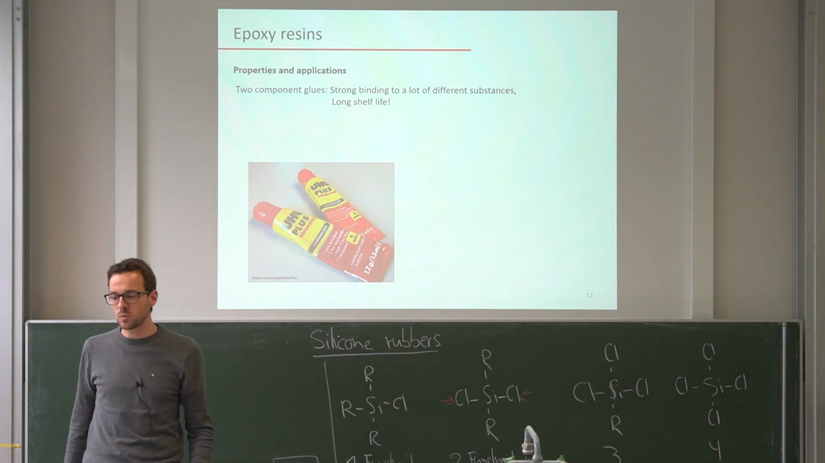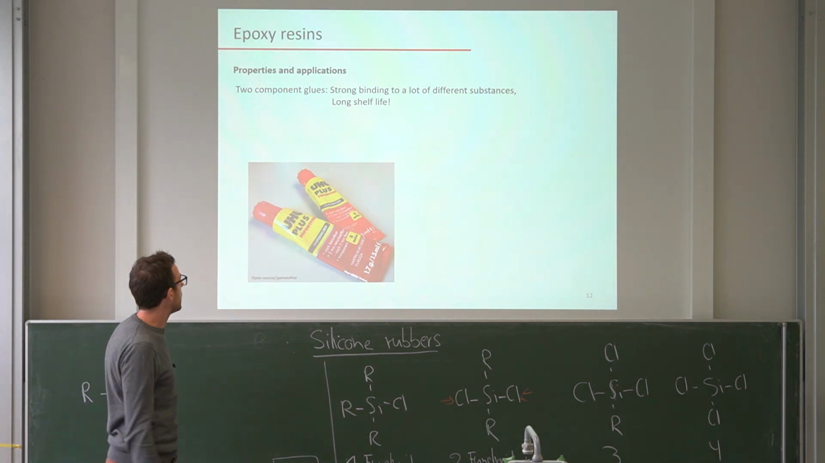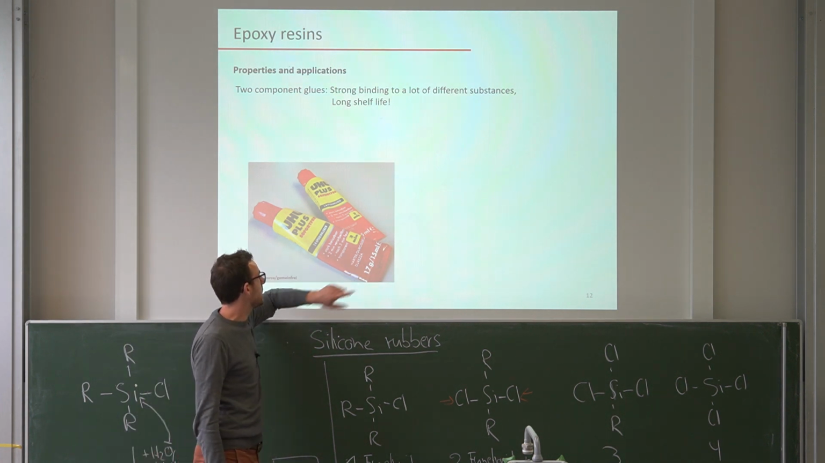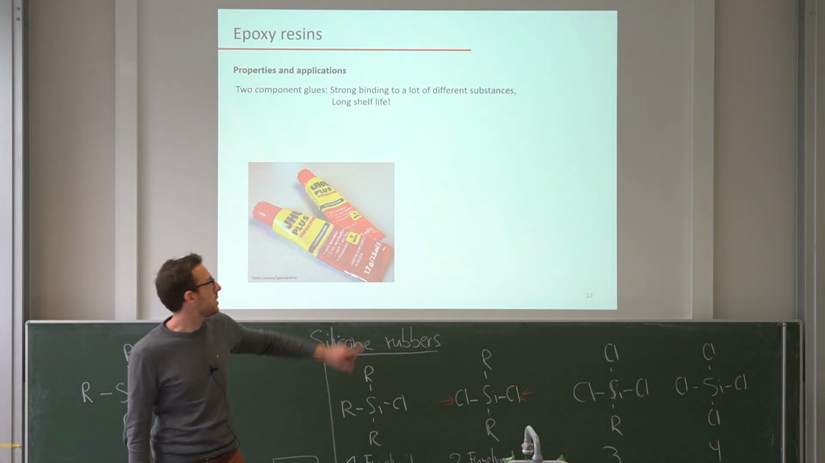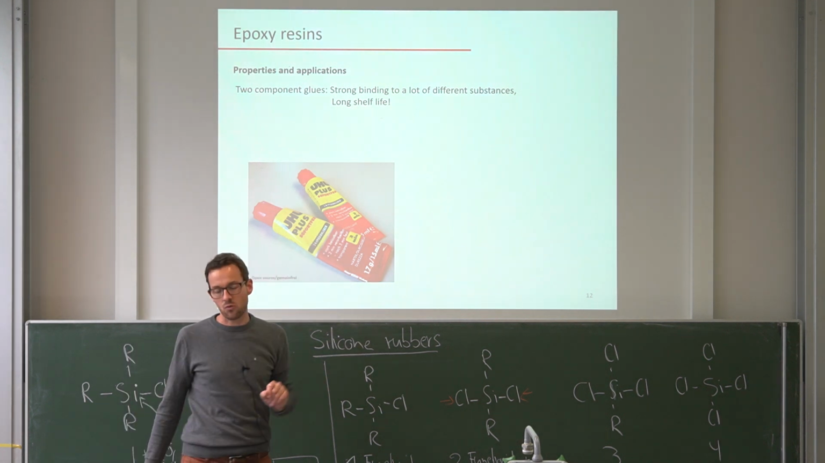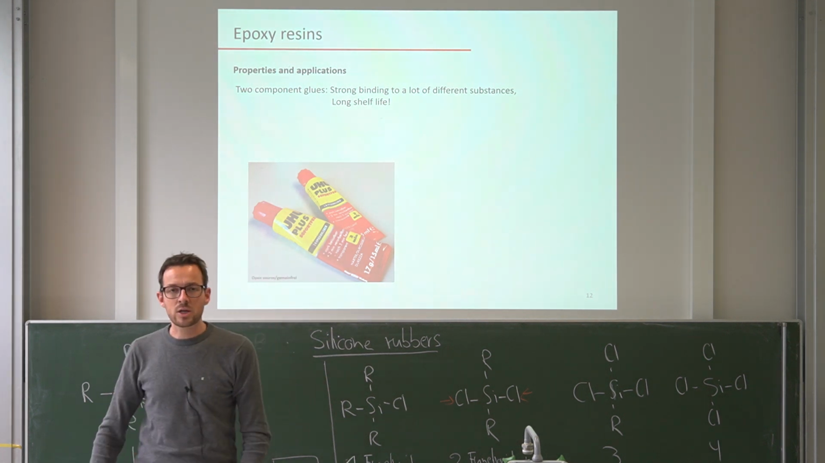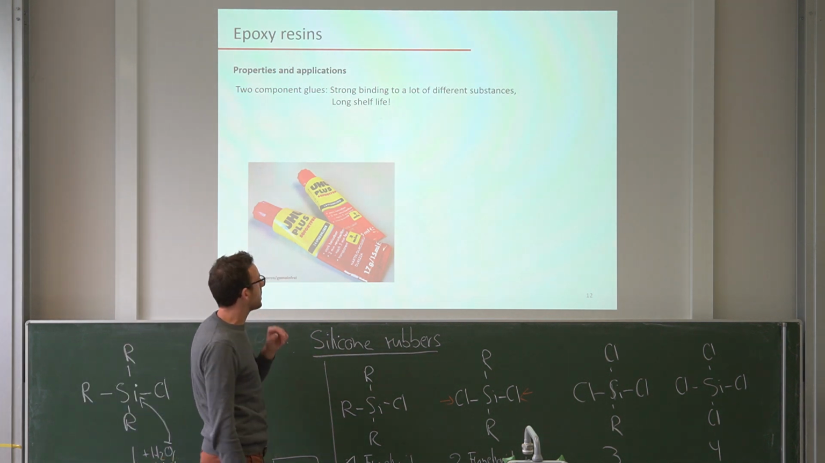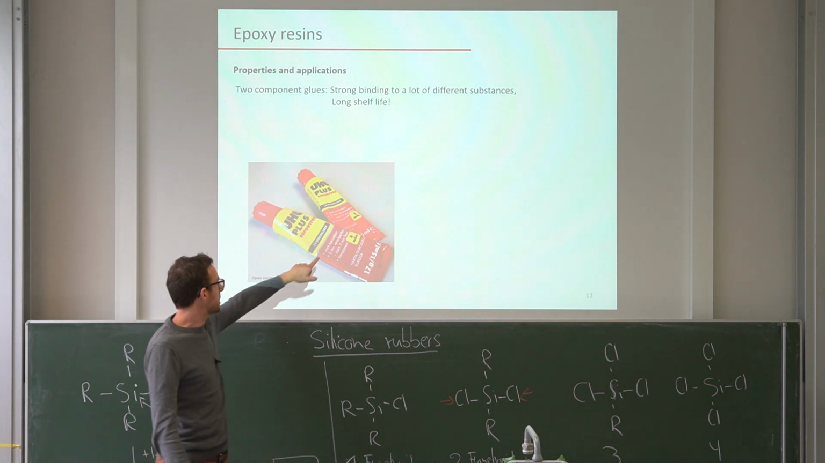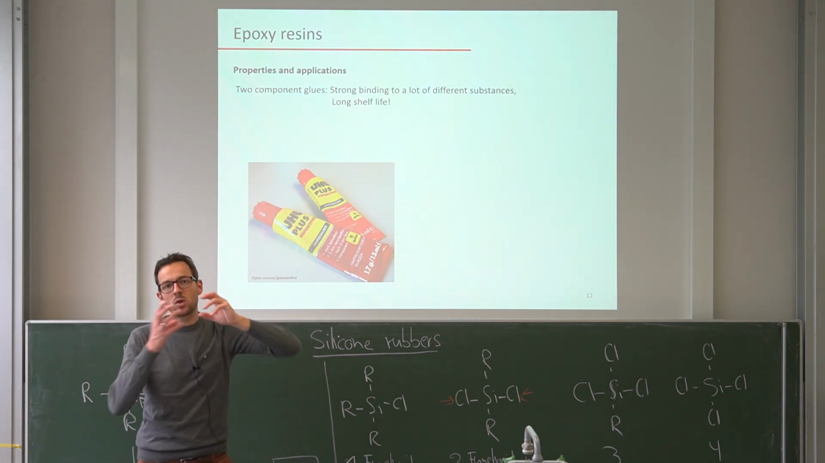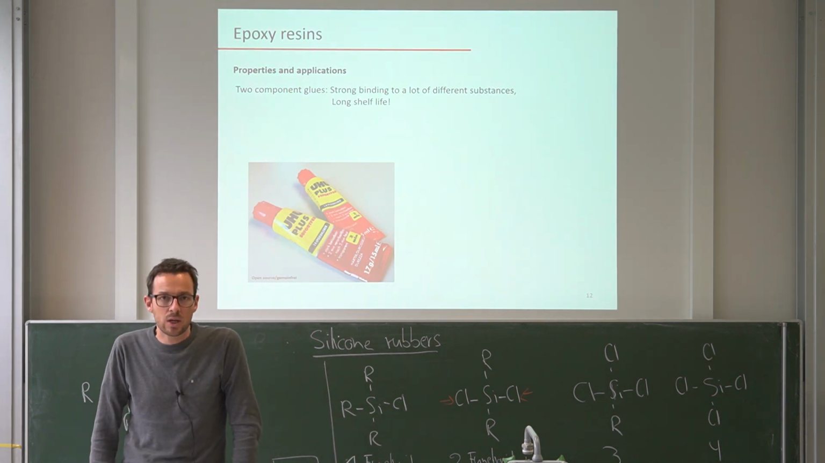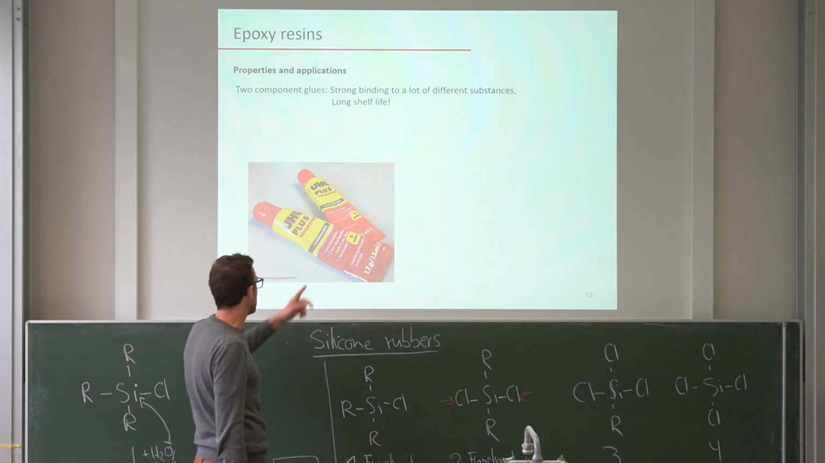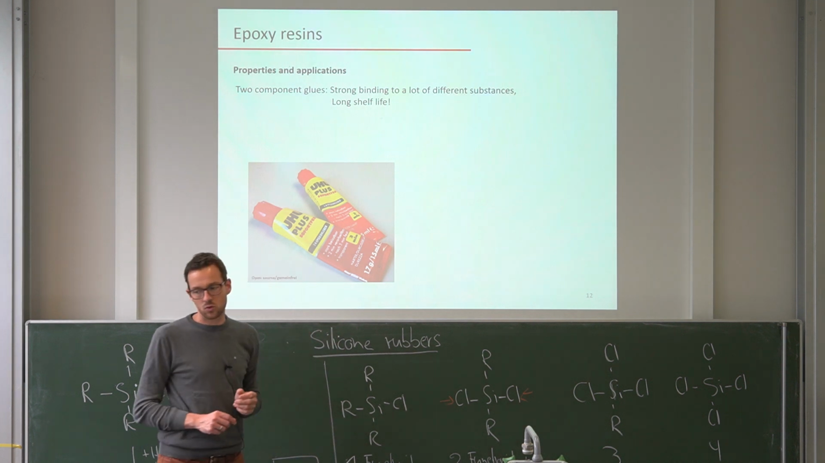So you have these 2 tubes here. One is known as the resin, and the other one is known as the hardener. You can store these 2 for a long time. Once you mix them together and stir a little bit, it starts to harden relatively quickly. In this case, you see it takes 2 minutes to form a very solid material. It depends a little on the glue. You can also buy some that take longer, depending on what you want to do.